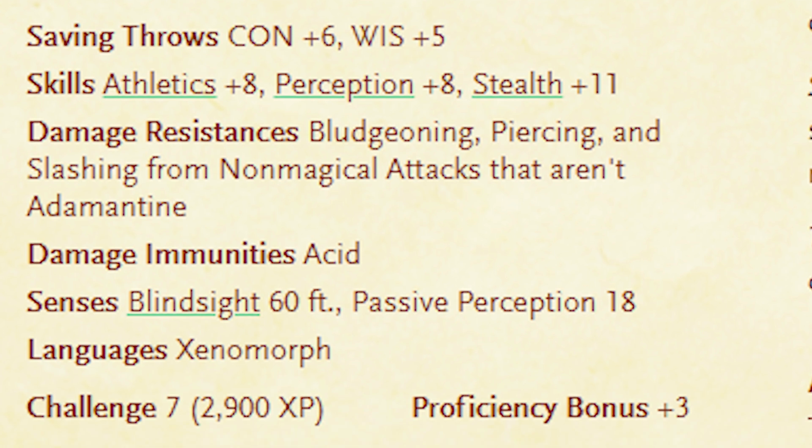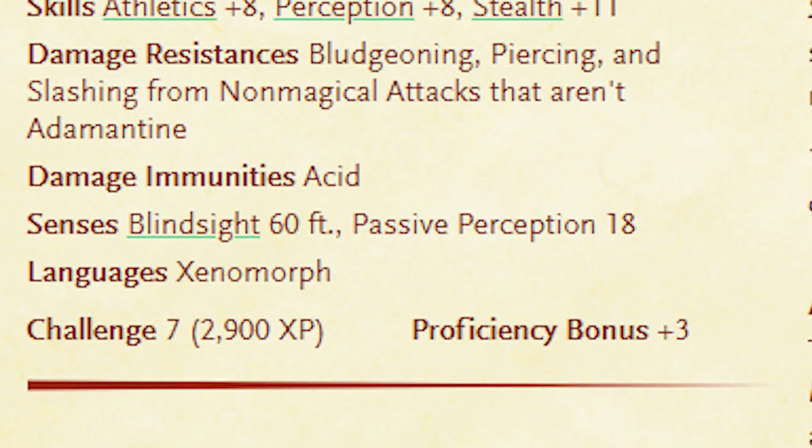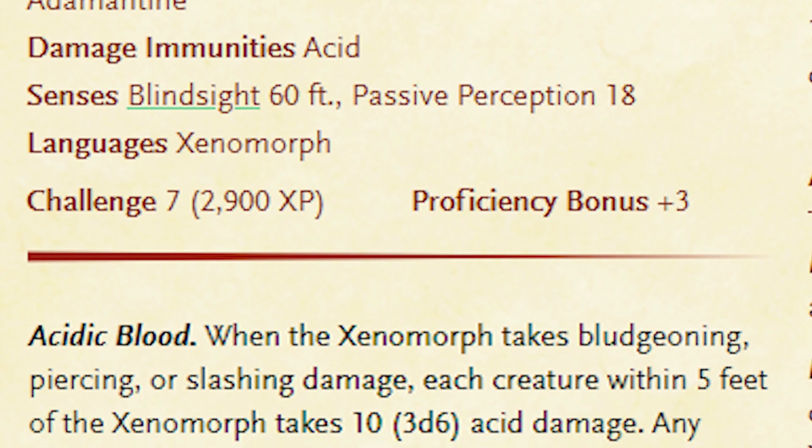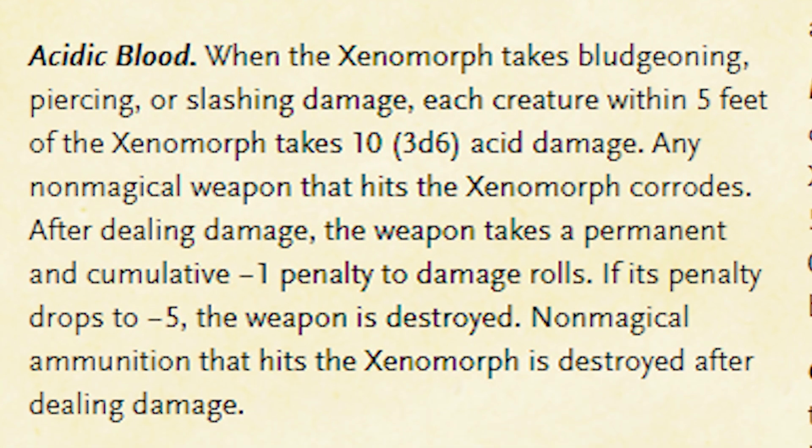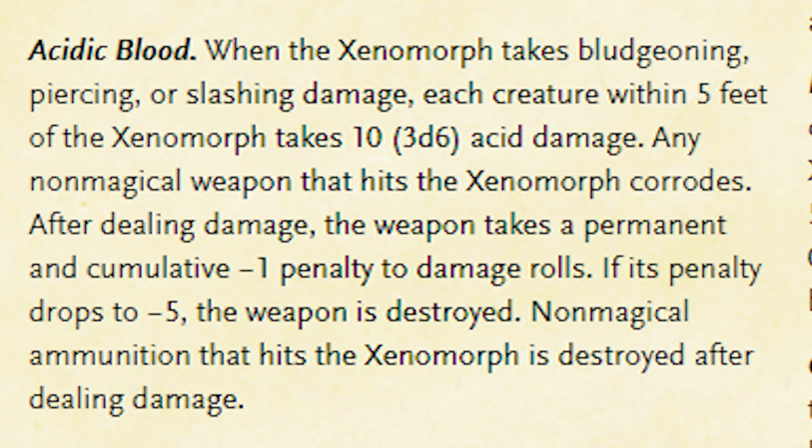The Xenomorph comes in with a challenge rating of 7, making it highly dangerous for low-level parties and still a threat to high-level parties. We come to the traits now, and the first trait is acidic blood. When the Xenomorph takes bludgeoning, piercing, or slashing damage, each creature within 5 feet of the Xenomorph takes 3d6 acid damage.